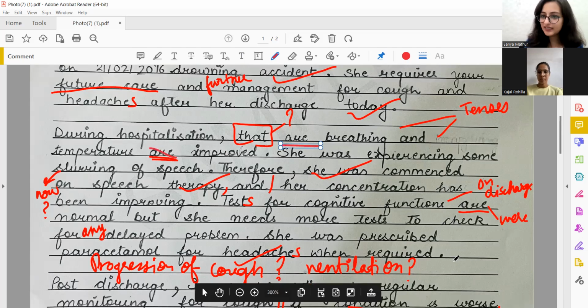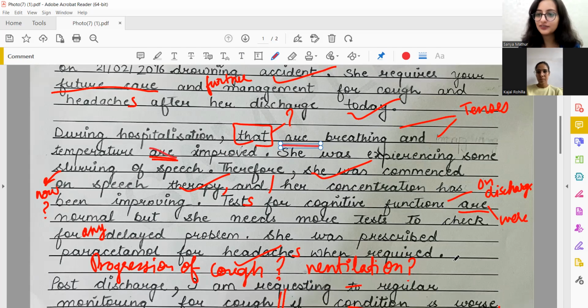So why is it important to write it? Because also to show the severity of the case, that she needed ventilation, but then she was successfully weaned off the ventilation. So that's what you can write after writing about the breathing and temperature.